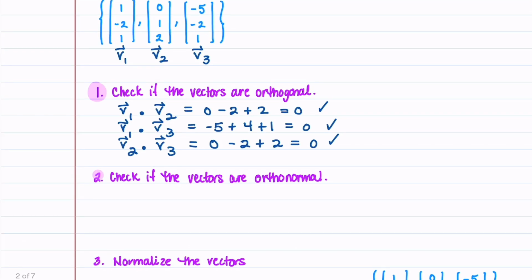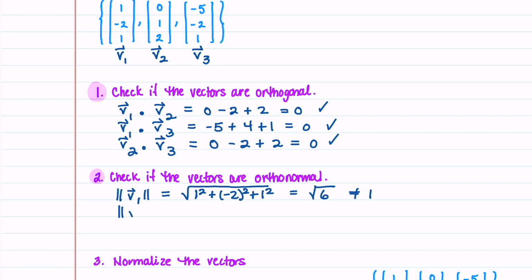The next thing we're going to do is check to see if the vectors are orthonormal. If the vectors are orthonormal, their magnitudes are going to equal 1. Let's start by checking the magnitude of vector v1. The magnitude of the vector is just going to be the square root of each component squared. So we have 1 squared plus minus 2 squared plus another 1 squared. This gives us the square root of 6. This is not equal to 1, so vector v1 does not have a length of 1.